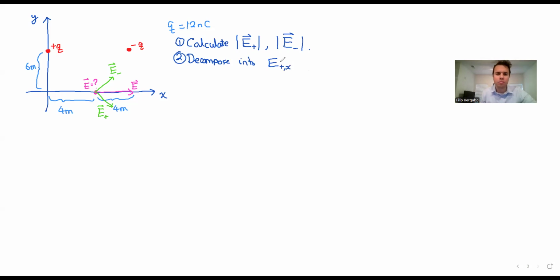I don't love these pluses and minuses now. Maybe I'll just relabel them as 1 and 2. So I'll write E1x, E1y, and let's do the same thing for the other charge. We'll call it E2x and E2y. So I'm choosing to label this one as charge 1 and this one as charge 2. So I hope that makes sense.